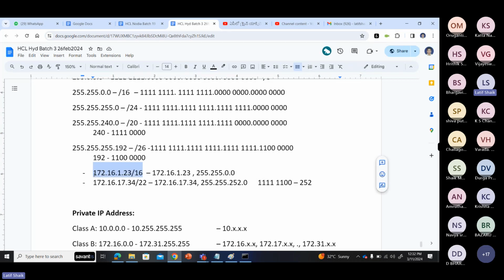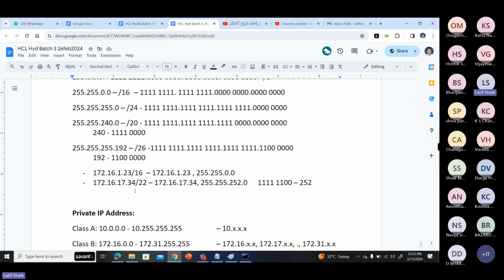What is this? 172.16.1.23/16 means this is an IP address and this is the subnet mask. You write an IP address and /22, which means this is an IP address and this is the subnet mask. So what is 22? How do we get it?